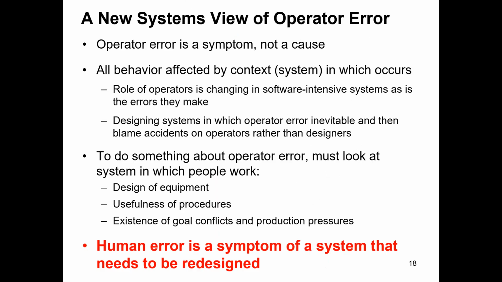A new systems view of operator error, I believe, is what we should be adopting, where operator error is just a symptom. It's never the cause of an accident. All behavior, and human behavior, is affected by the context or the system in which it occurs. And the role of operators and pilots is changing, and the errors that they're making are changing. And we're designing systems in which operator error is inevitable, and then we blame the accident on the operators rather than the designers. So the basic bottom line is that human error is a symptom of a system that needs to be redesigned. It's not in itself the final problem. If you see operators making mistakes, most of the time that can be tied to system design problems.